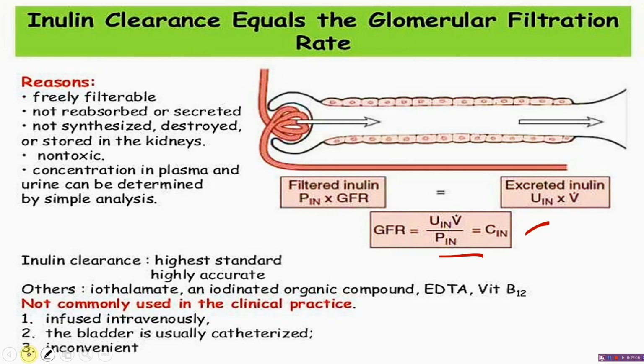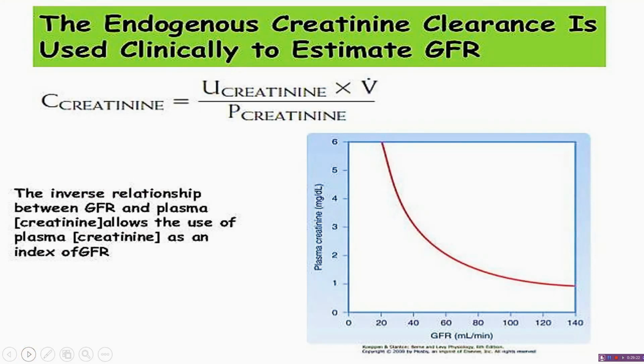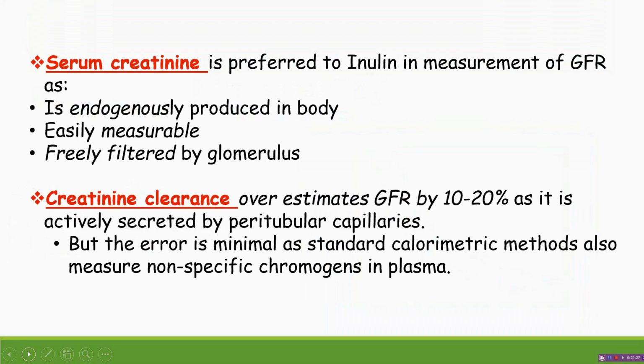So another tool, that is creatinine, we use because it is endogenous in the body. It is produced endogenously in the body. It is easily measurable and freely filtered by the glomerulus.